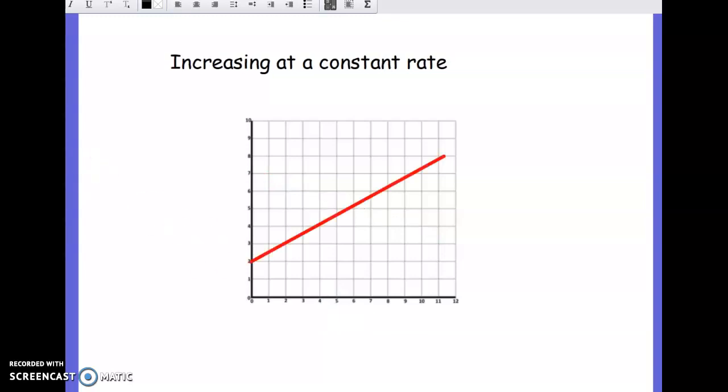Taking a look at the next one, this one here is increasing at a constant rate. Again, you read the graph from left to right. So as time goes by, and again, usually the x-axis is time. As time increases or as time goes by, something is increasing at a constant rate. So you could have some variable here, and you can make up your own story. Like maybe it's the amount of food that's consumed increases.